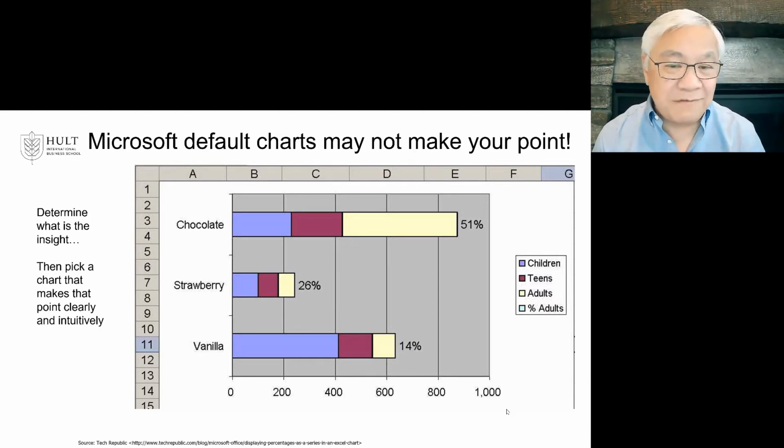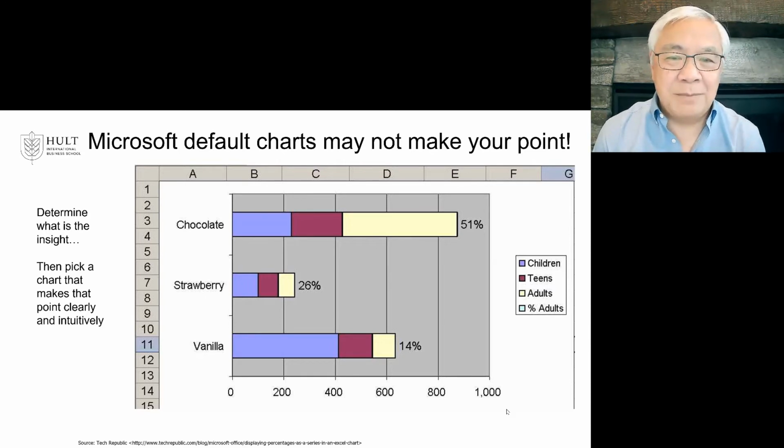If you're really interested in the flavor of the ice cream that matters, show the flavors of the ice cream in a bar chart that shows the percentage breakout of chocolate, strawberry, vanilla. If it's really more about the demographics of who's eating ice cream, then do something of that nature. But again, know the message and then have the chart be the simplest way to convey that message.